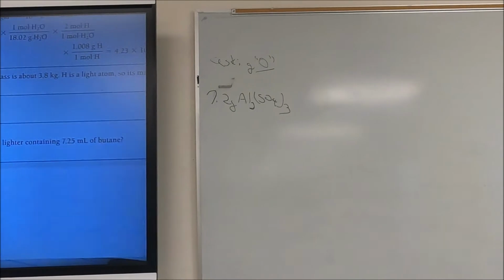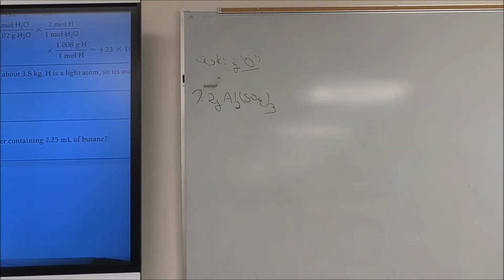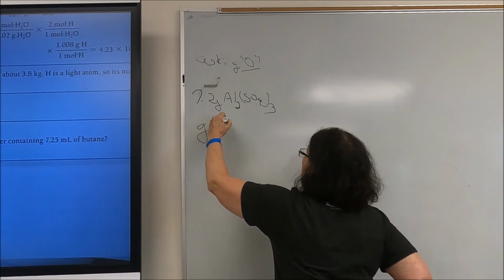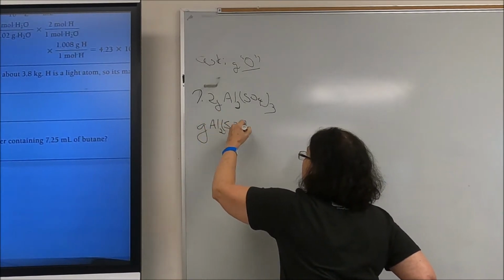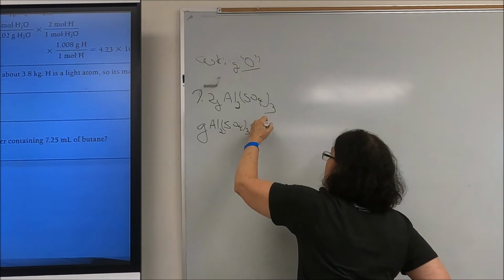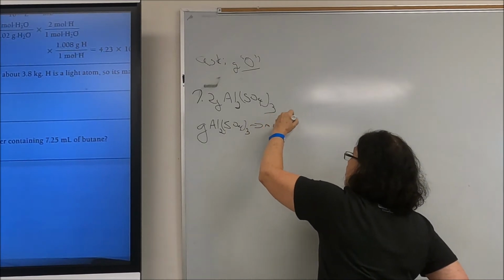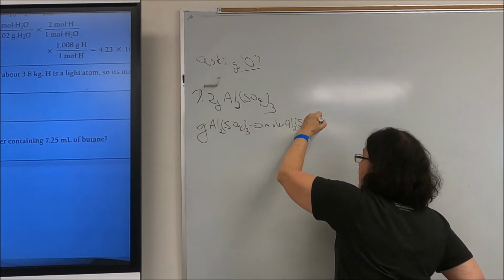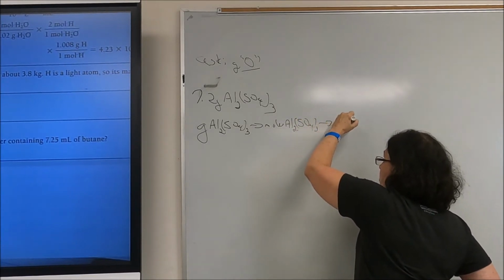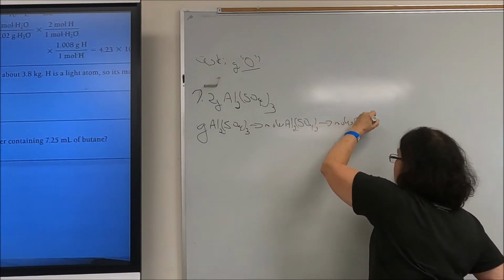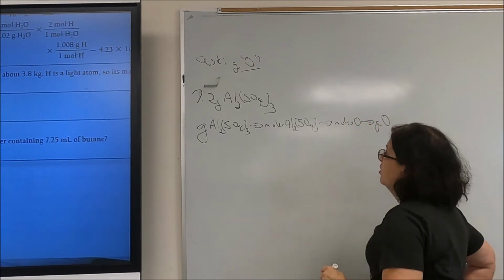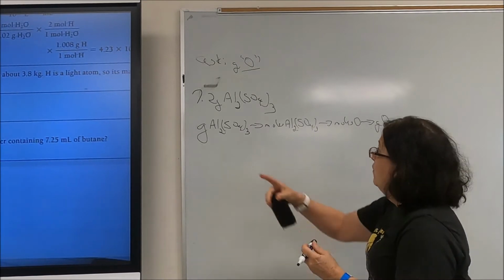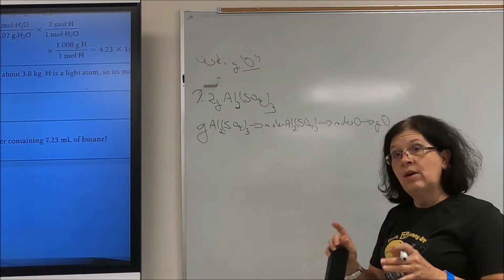Let's step ourselves through this. We're going to have to go from grams of aluminum sulfate to moles of aluminum sulfate, and then to moles of oxygen, and then to grams of oxygen. So it's going to take 3 conversion factors. If you can write this down, you understand what you're doing.